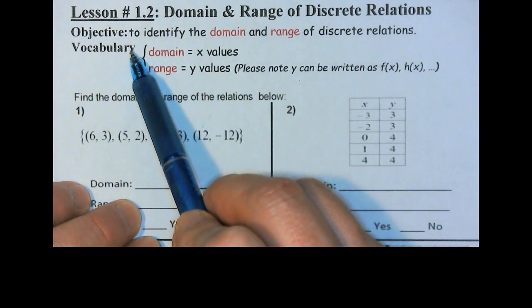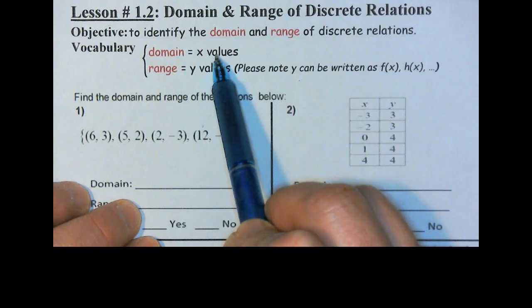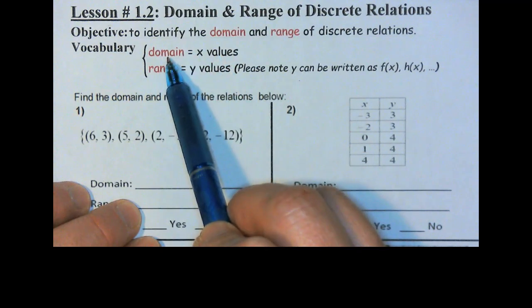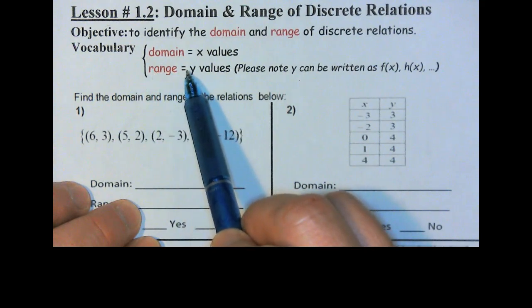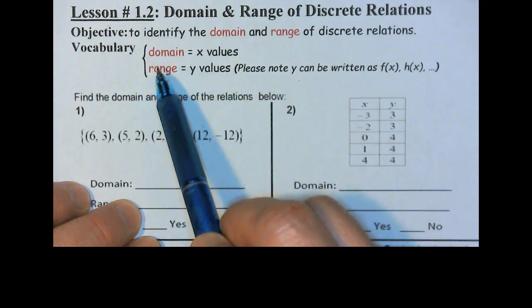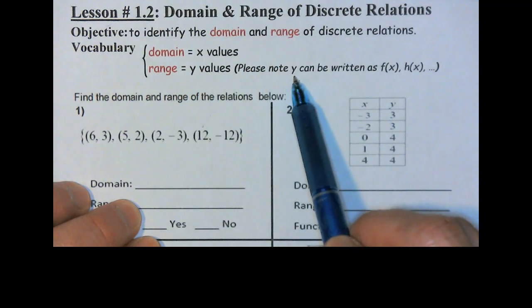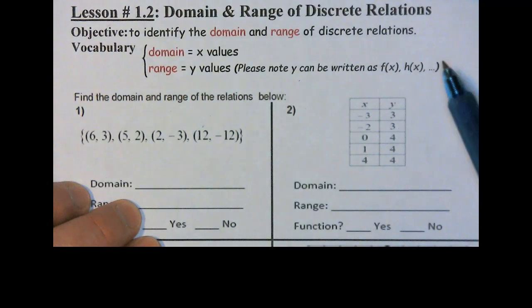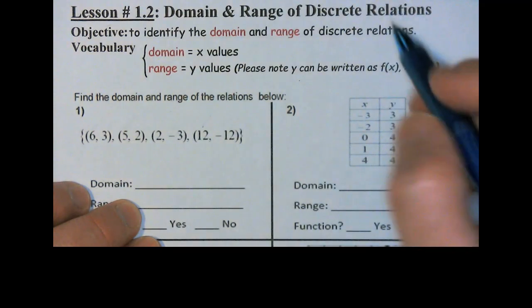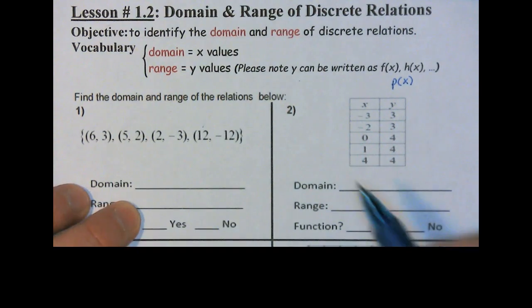The vocabulary for this lesson consists of domain. Domain is the x values. So anytime you see the word domain, think about x. And range is y values. So whenever you see the word range, think about the y values. Please note that y can be written as f of x, h of x, or anything parenthesis x. So let's say p of x. That is the same as saying y.